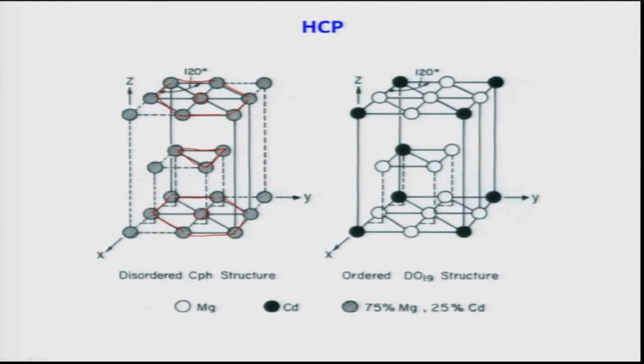Now, the question is this is an average, okay, where we do not know which site is occupied by which type of atom, magnesium or cadmium. But the moment a few atomic positions are fixed, then we have to talk about the DO19 structure. This is an ordered structure, basically the name is given like that. This is the CPH close pack hexagonal structure, this is the ordered structure, again with similar atomic compositions, 75% magnesium, 25% cadmium. So, that means this is Mg3Cd.